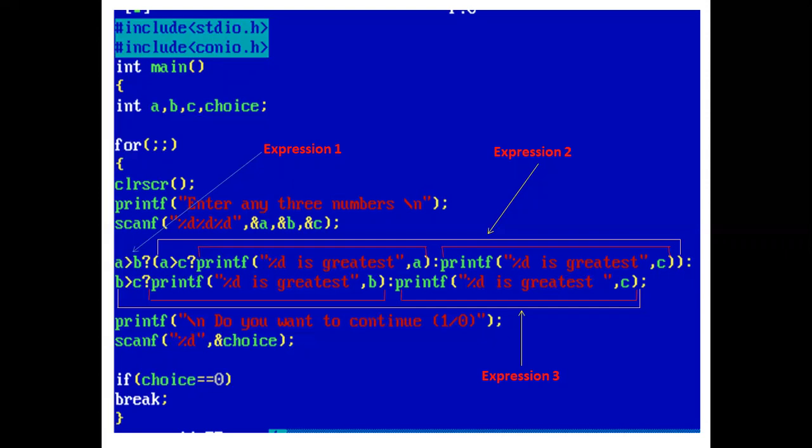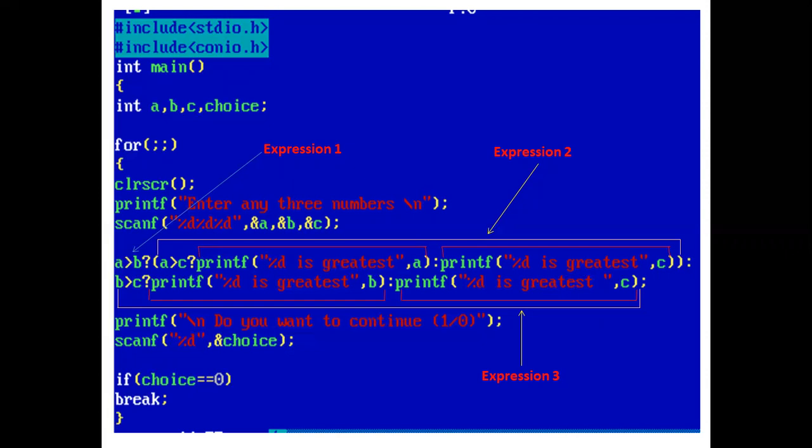In expression 2, we have again used the ternary operator. A is greater than C, 3 is greater than 1, which is true. So the printf statement prints "3 is greatest".